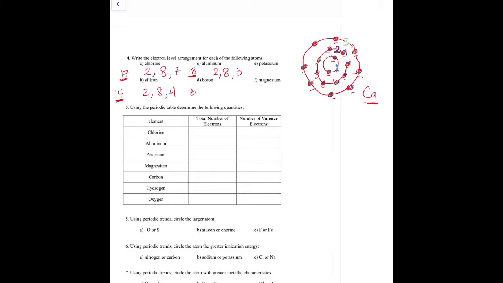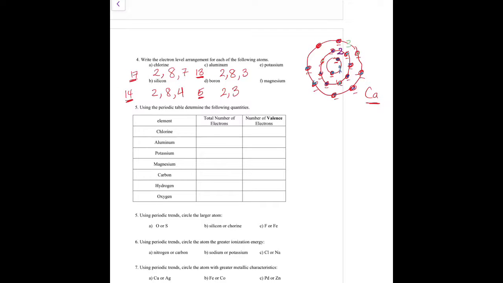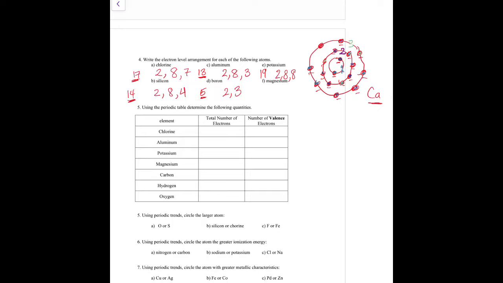Boron is 5. So how do we go to 5? 2 plus, is it 8? No, because 2 plus 8 is 10, right? So you can't go beyond that. So you say 3 only. 2, 3. Potassium is 19. So I'm going to say 2, 8 is 10. How many more in the third row? Maximum is 8. Good. So that's 2, 8, 8. That is 18. But this is 19. So how many do we need? 1. Very good.